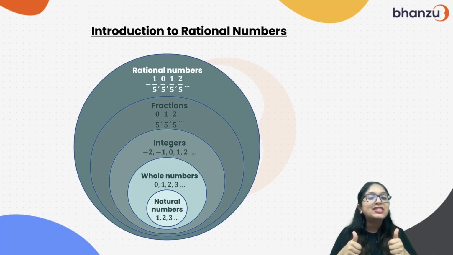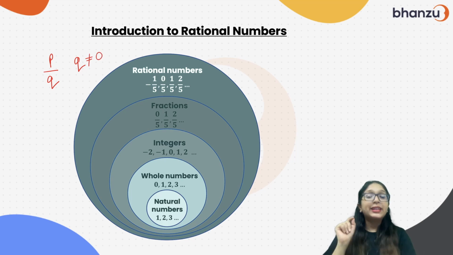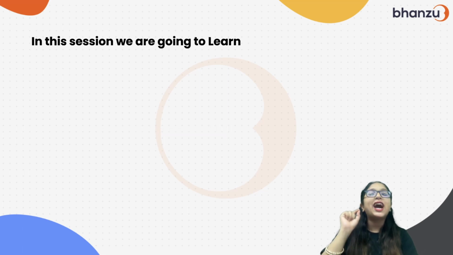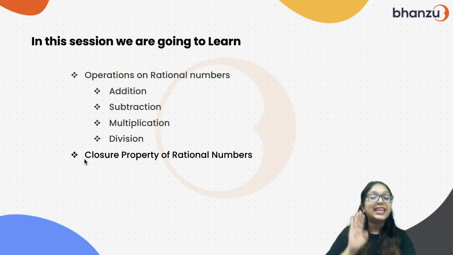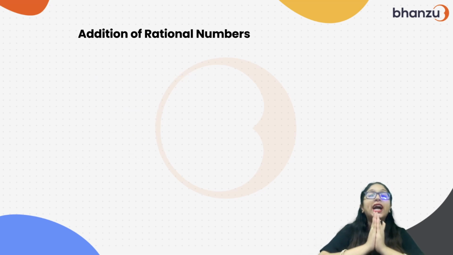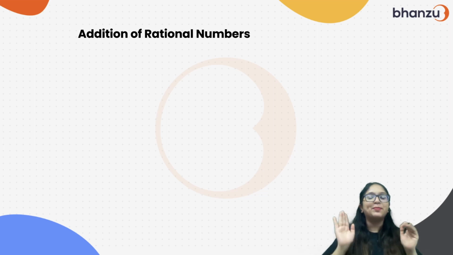You learnt it in the previous grade, and this can also be written in the form of P over Q, where Q should not be 0. Okay? Now, let's quickly get a mastery over this concept, and we are going to study 4 operations. Okay, so what are these operations? Let's see. Addition, subtraction, multiplication and division. Okay, and closure property is the next thing. Okay, let's quickly talk about the addition of rational numbers.